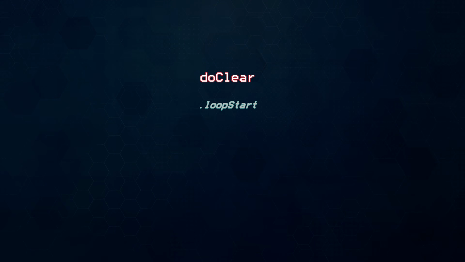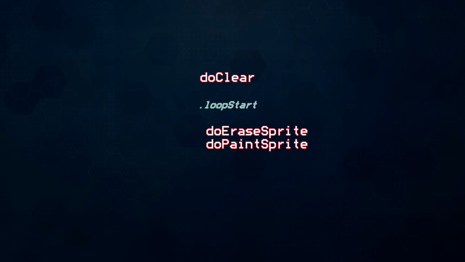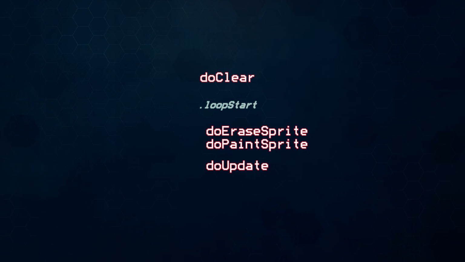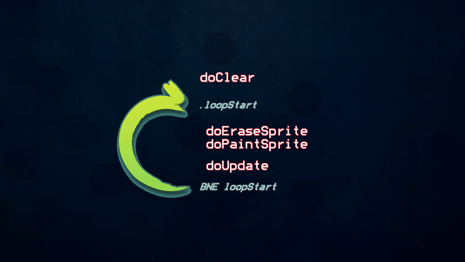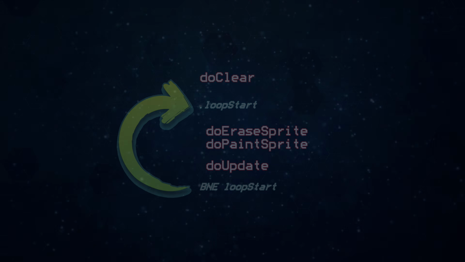So the library user's code will look something like this. We call do-clear once to clear the buffer, then we have the start of our display loop. We call do-erase-sprites and do-paint-sprites as required. This only updates inside the buffer memory. When we're happy that we've painted our frame, then we can call do-update. This waits for the video retrace and only updates modified lines to video memory. Then we're at the end of our display loop, so we loop back and do the next frame.